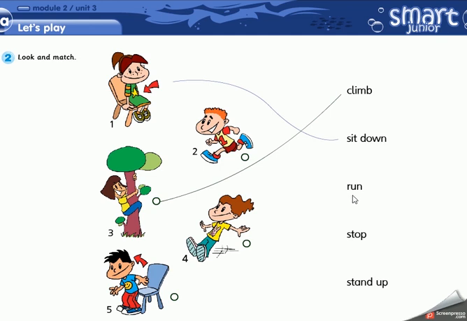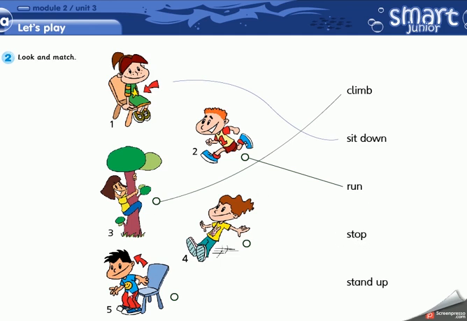Now, number three, we have the word, very good. It's run. The word run. So let's search for the picture. The right one will be run. Very good. Now the fourth word will be, come on, let's read it. Yes, it's stop, stop.